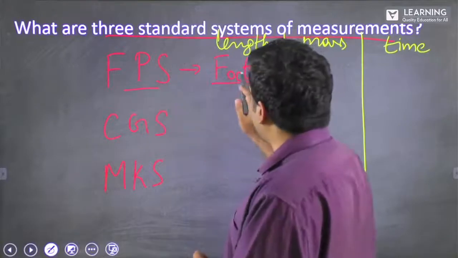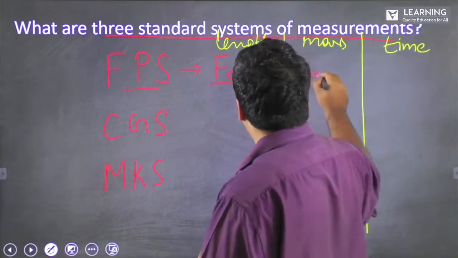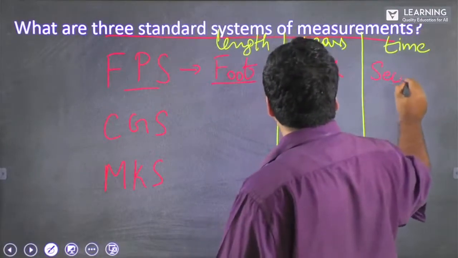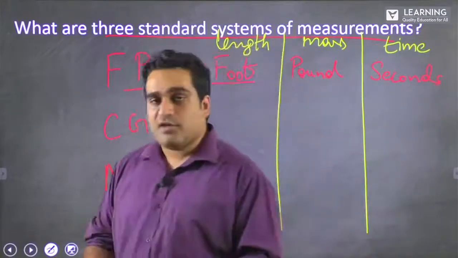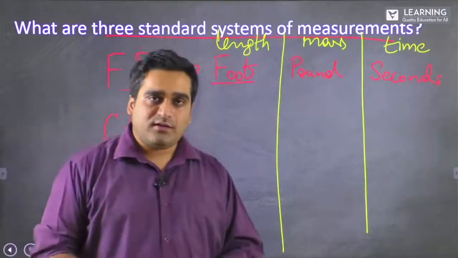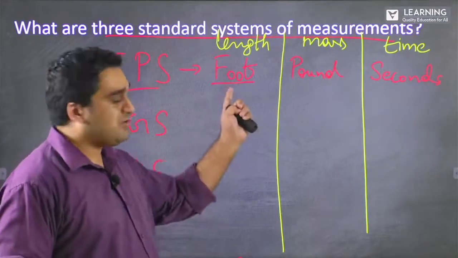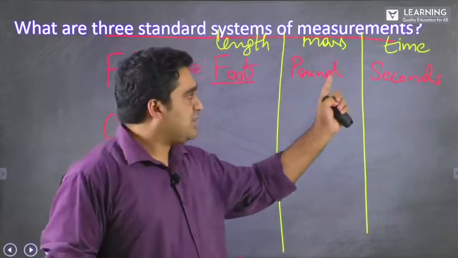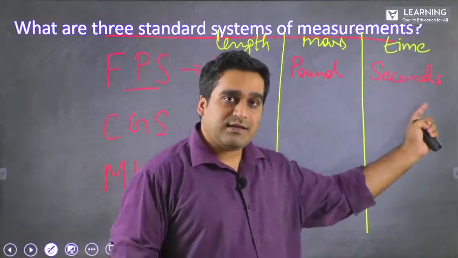F stands for foot, P stands for pound, and S stands for second. Which means if you move to England, you will see that the measurement for length is conducted using foot, measurement of mass is by pounds, and measurement of time is by seconds.